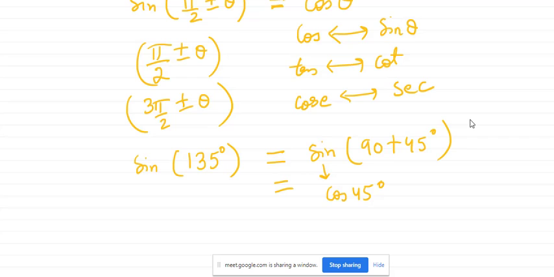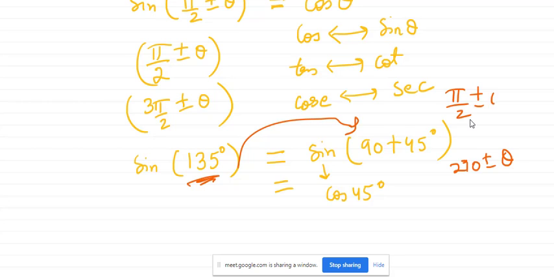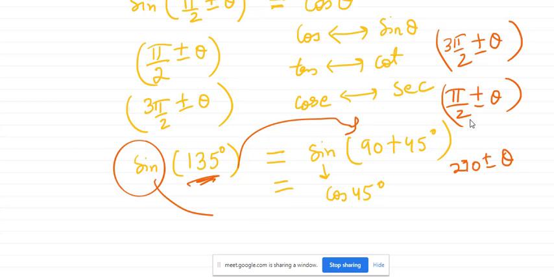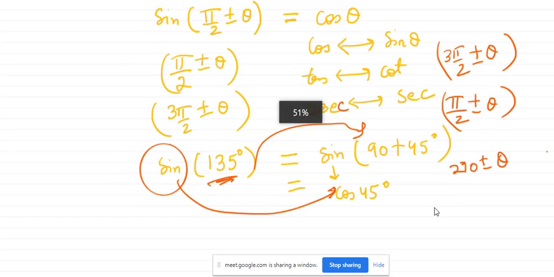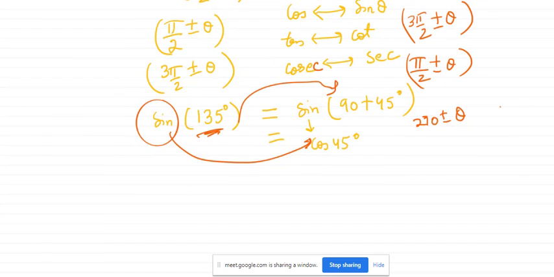So you have to remember this whenever you are converting the angle as 90 plus or minus theta, or 270 plus or minus theta, or in terms of pi, pi by 2 plus or minus theta, or 3 pi by 2 plus or minus theta. In that case, sine will change to cos, tan will change to cot, and cosec will change to sec. Okay, is this one clear? One more example I'll give.